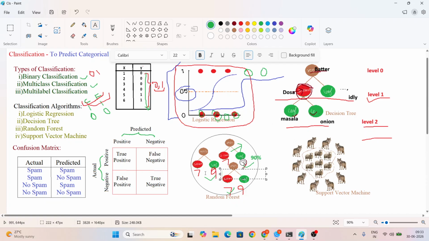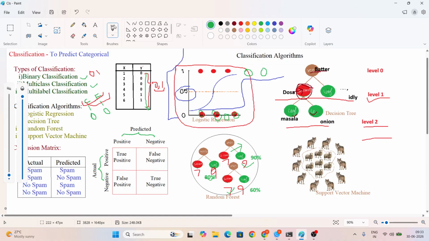Yeah, 90%. Okay, and another choice, guys. There are three models, I tell you. One is 90 percent, another is 80 percent, and another is 60 percent. Which one is highest? 90. So we are selecting 90 percent. Have you got my point, guys?